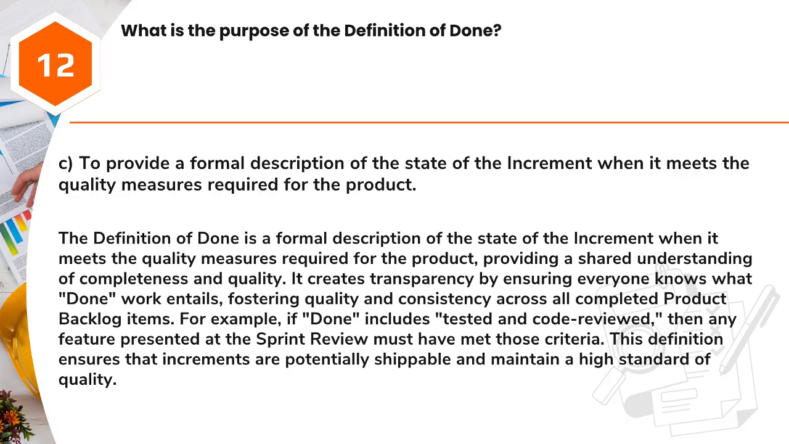It creates transparency by ensuring everyone knows what done work entails, fostering quality and consistency across all completed product backlog items. For example, if done includes tested and code reviewed, then any feature presented at the sprint review must have met those criteria. This definition ensures that increments are potentially shippable and maintain a high standard of quality.